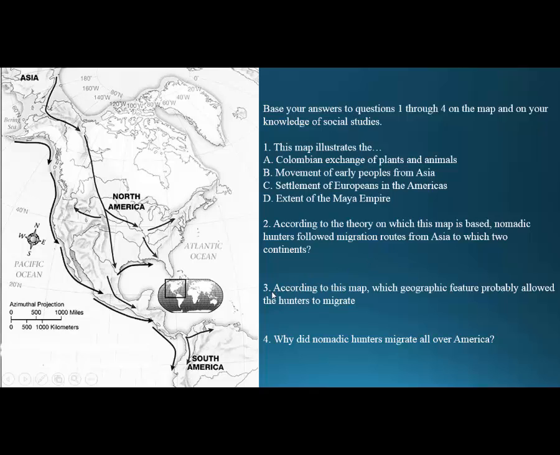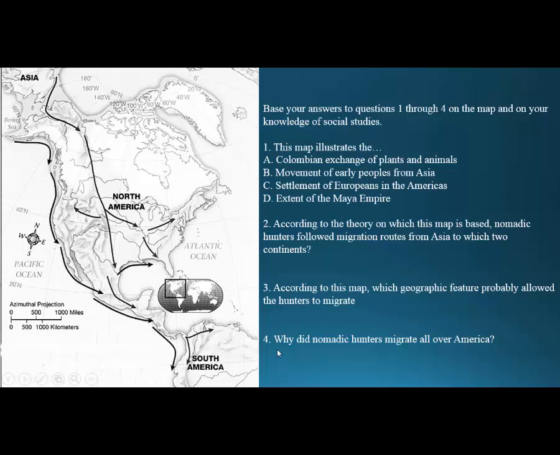Question 3. According to this map, which geographic feature probably allowed hunters to migrate? So which geographic feature allowed the hunters to migrate from Asia to here? Press pause to write your answer in a complete sentence on your note sheet. Press play when you're ready to go to our final question.